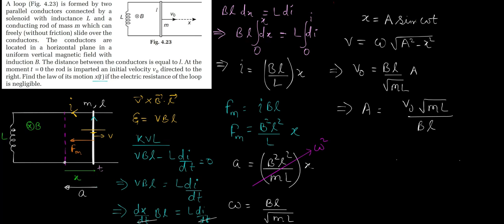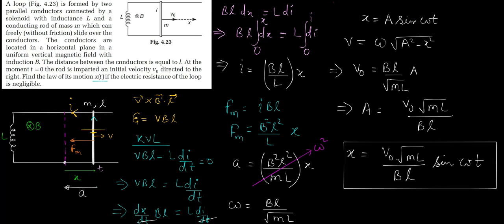We got the amplitude. If we plug the value of amplitude into this equation, we will get our final answer, where the amplitude is given by this and omega is given by BL over square root of ML. So finally x as a function of time becomes v0 square root of ML over BL times sine of omega t, and omega is given by this one. So this is the final answer, x as a function of time.